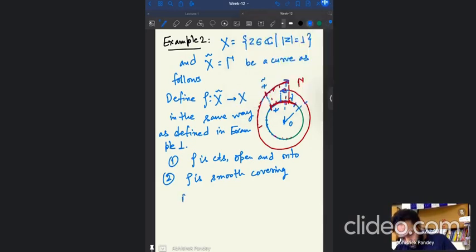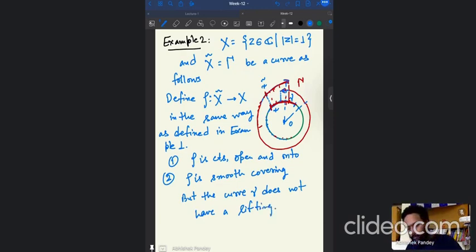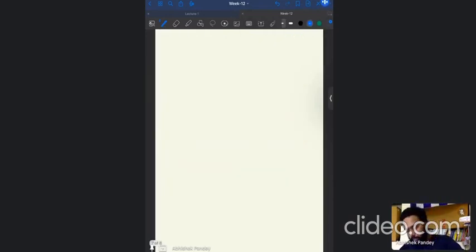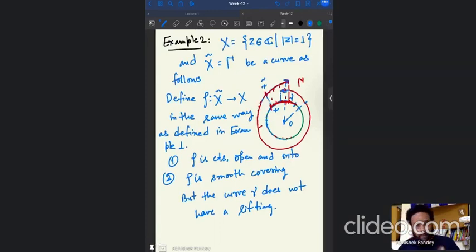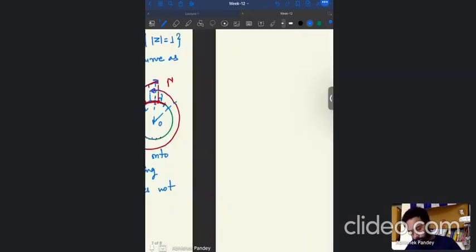So the curve gamma does not have a lifting. Okay, so this is an interesting example. It says that the lifting is not always possible. But if a lifting exists, it will be unique.